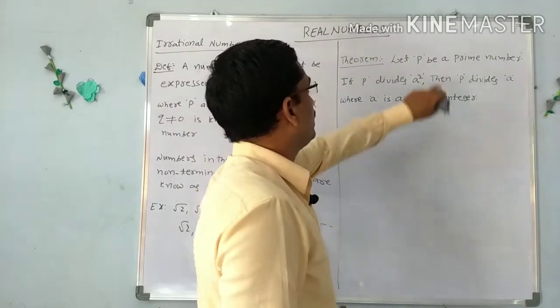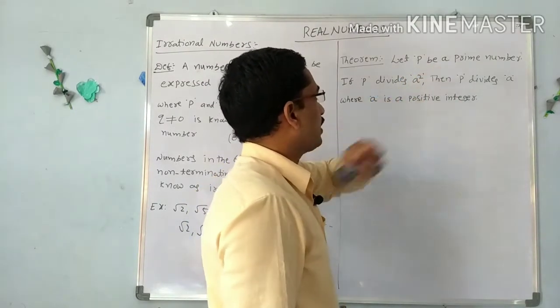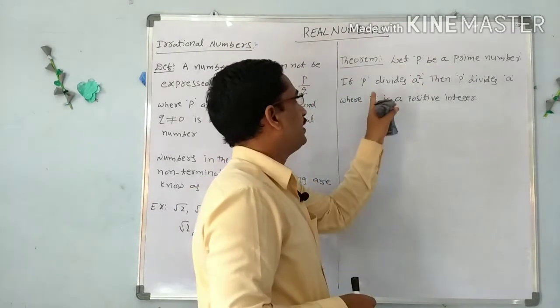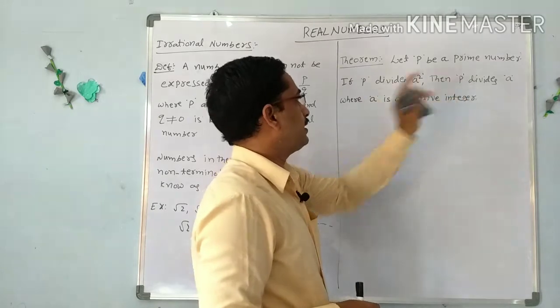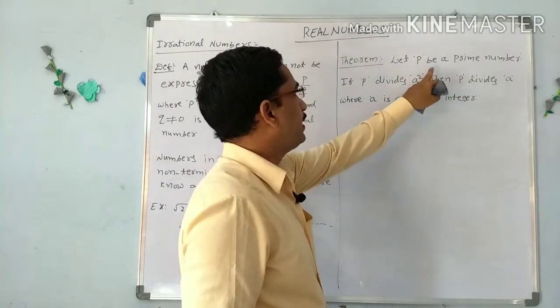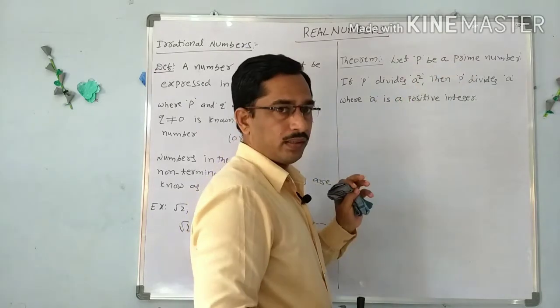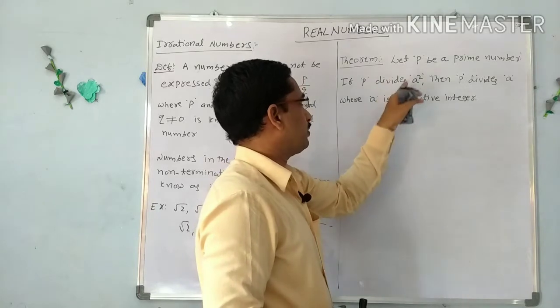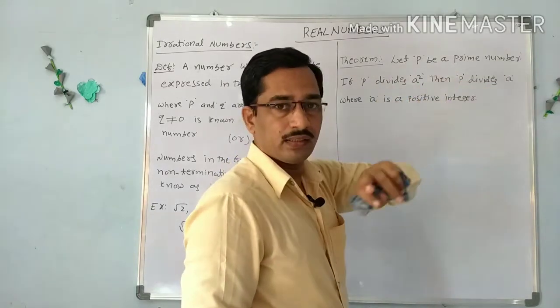See, what is the theorem? Let p be a prime number. If p divides a square, then p divides a, where a is a positive integer. So p is any prime number, and if p divides a square, where a is a positive integer, then p also divides a.